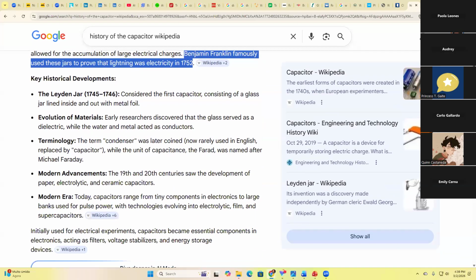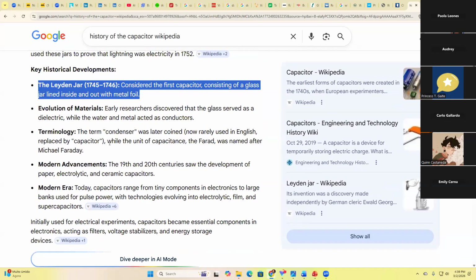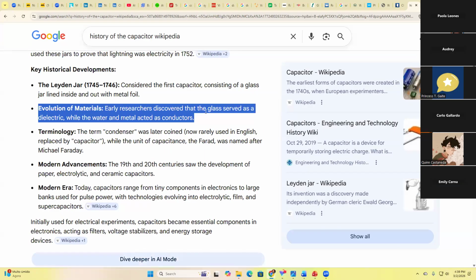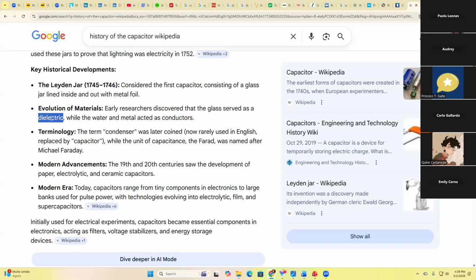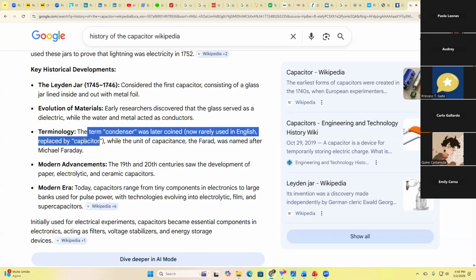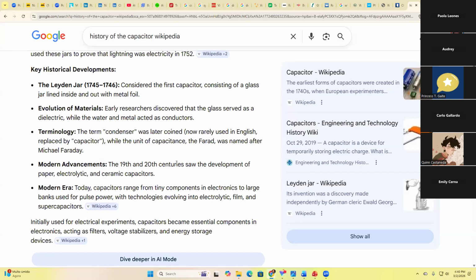Okay. Key historical developments and evolution of materials. Early researchers discovered that the glass served as a dielectric material. And what's a dielectric material? A dielectric material is an insulator, while the water and metal acted as conductors, okay? The term condenser was later coined, now rarely used in English, and was replaced by the term capacitor. Condenser was a synonym for capacitor. The unit of capacity, farad, was named after Michael Faraday.